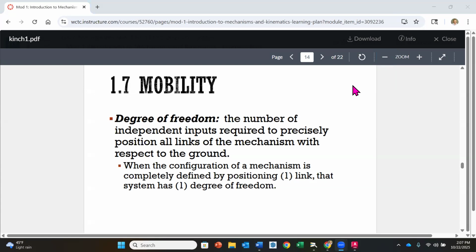So mobility is how many degrees of freedom are needed to operate this mechanism. And a degree of freedom is the number of independent inputs that are required to precisely position all the links of the mechanism with respect to the frame or the ground, okay? So we want to make sure that when we calculate our degrees of freedom, it comes out to what we're expecting to happen. So for instance, if we have 1 degree of freedom, that means I only have to do one thing in order to make this mechanism go, okay? And ideally, that's where we want to be, okay? But if there's more, that's okay. It's just that it's not going to be as easy to operate, okay?